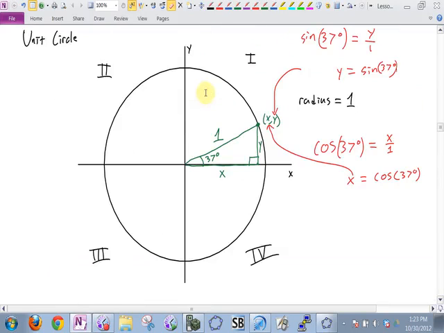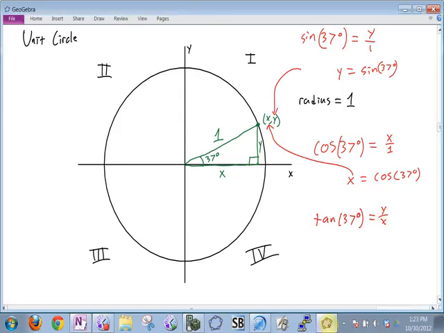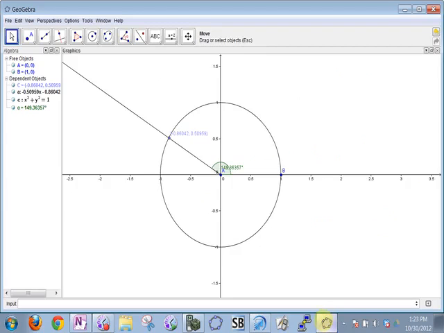Let's go back up here. What is the tangent of 37 degrees according to this triangle right here? What's opposite over adjacent? Y over x. So if I want to know, let's go back to GeoGebra, what is the tangent of 149.36357? I have to take these numbers and divide them. So what's a positive number divided by a negative? It's going to be a negative something, right? Definitely going to be a negative something.